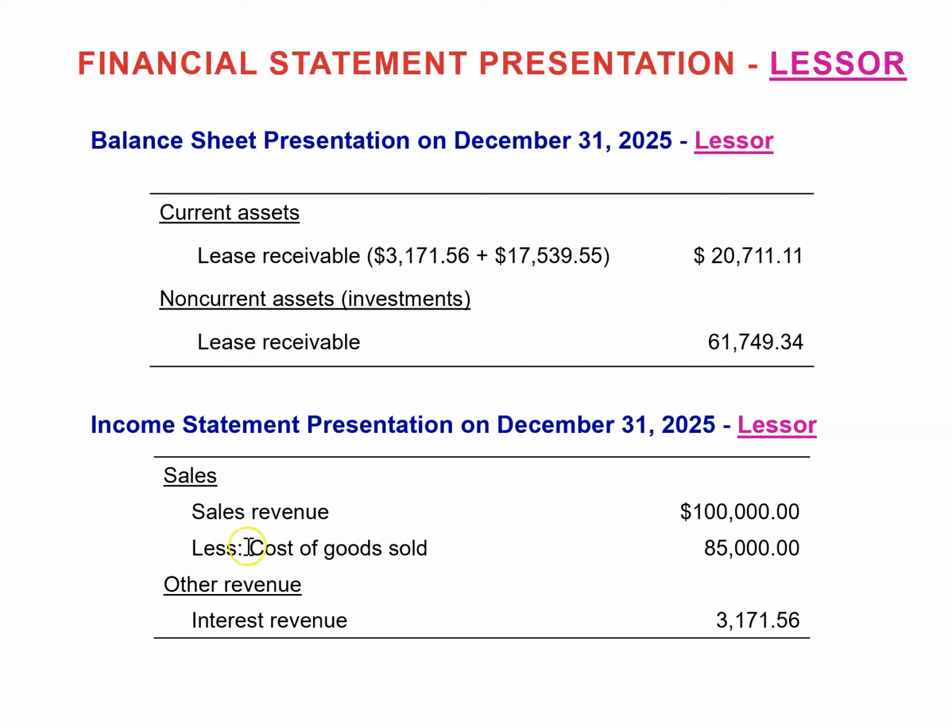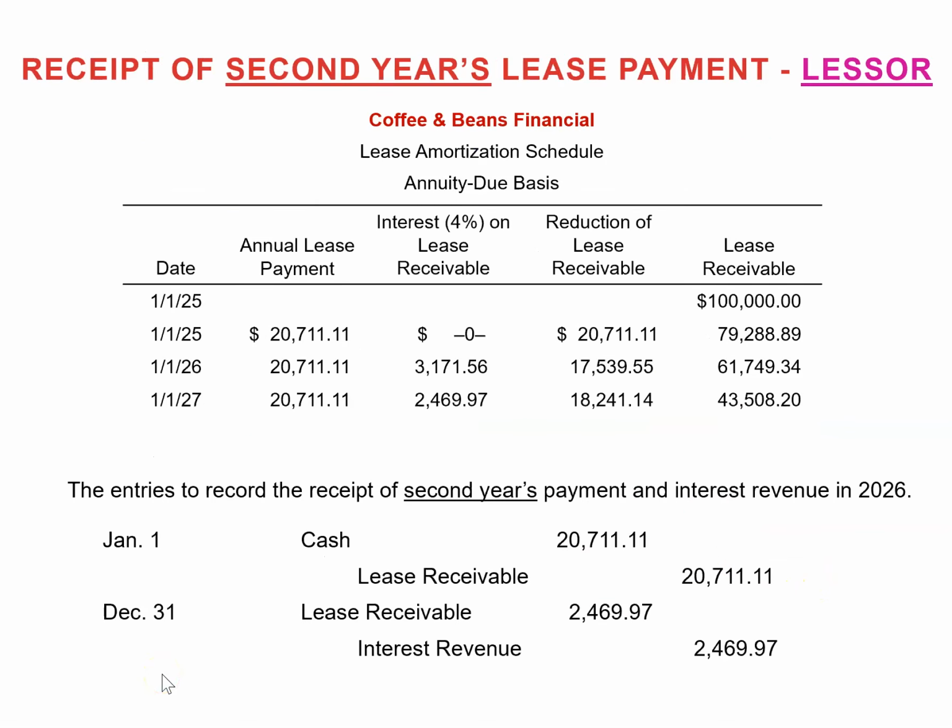On the income statement, first here they are selling this roaster, so they will record sales revenue. Although they are not collecting this 100,000 immediately, they will be getting it through lease receivables, and they subtracted cost of goods sold. They also recorded that, and they will also record first year's interest revenue.